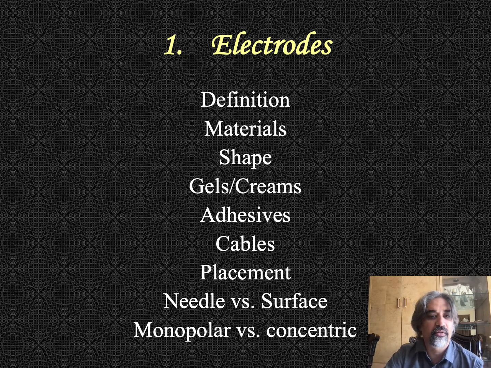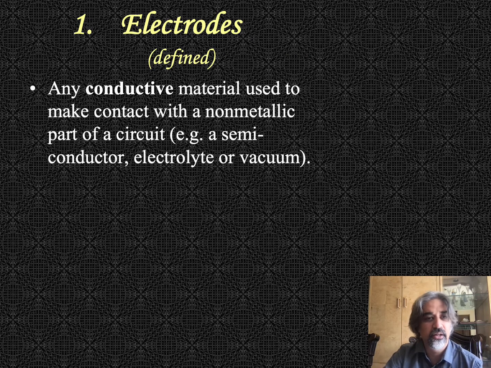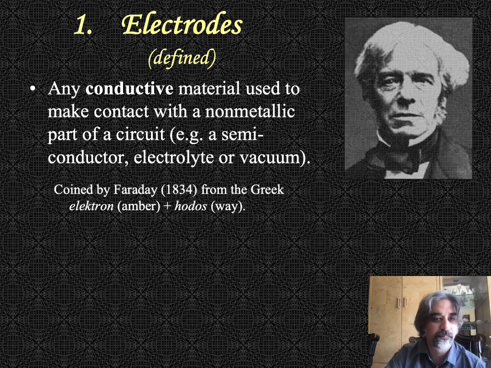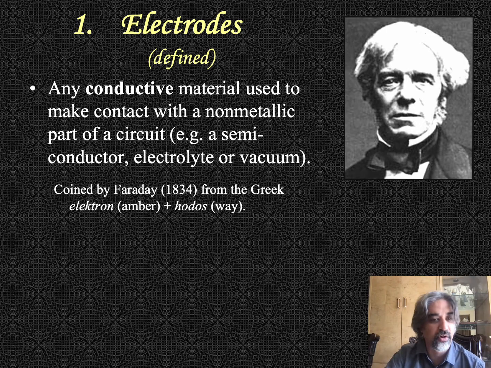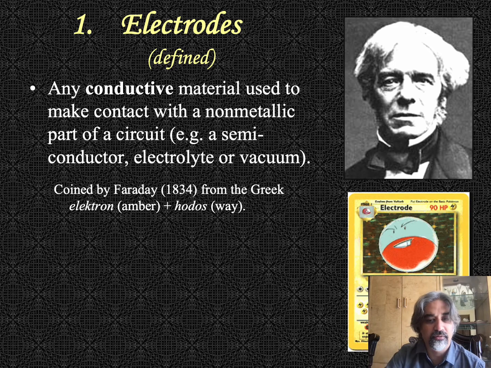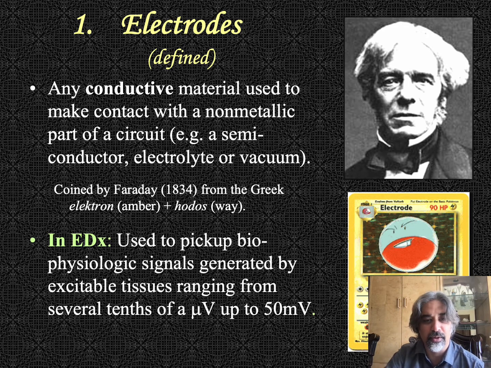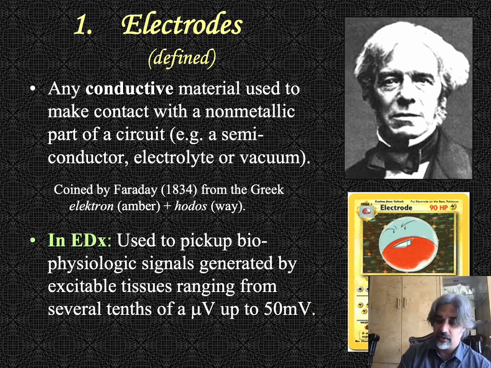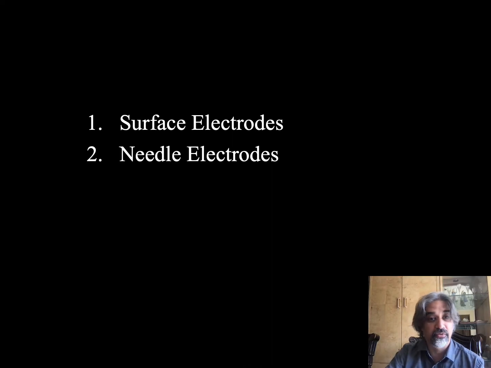So we're going to cover all of these aspects of electrodes. First, the definition. Any conductive material can be an electrode, and usually it's metal. It was a term coined by Faraday, but if you look it up on the internet, it's also a Pokemon. In electrodiagnosis, they're used to pick up very, very tiny signals in the microvolt to millivolt ranges, so they need to be of good quality. We talk about two kinds of electrodes, surface electrodes and needle electrodes.